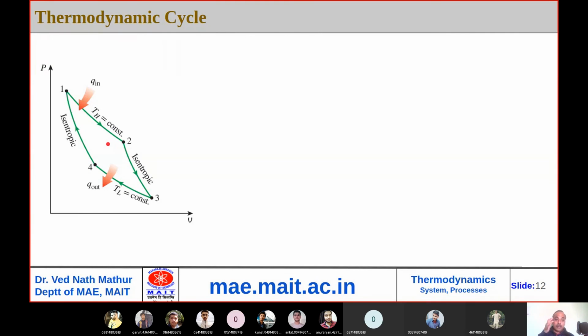What is the name of this cycle? 2 isentropic processes and 2 isothermal processes. Carnot cycle. Yes, this is the ideal cycle. So isothermal expansion, isentropic expansion, isothermal compression, and isentropic compression.